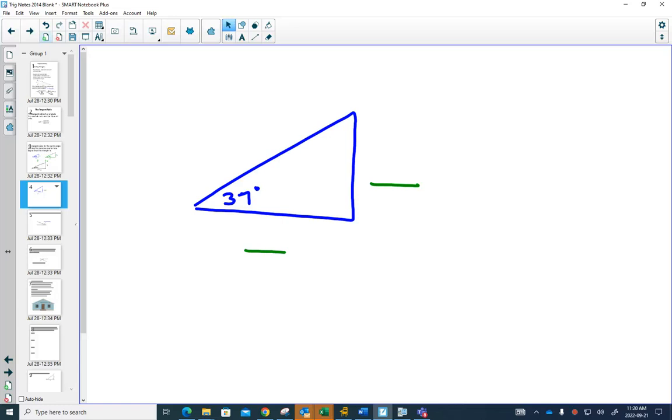You're going to need your tan button on your calculator, and you're going to need to type in tan of 37. And you have to put numbers in there that make this work. And you have to hit mode and be in degrees.